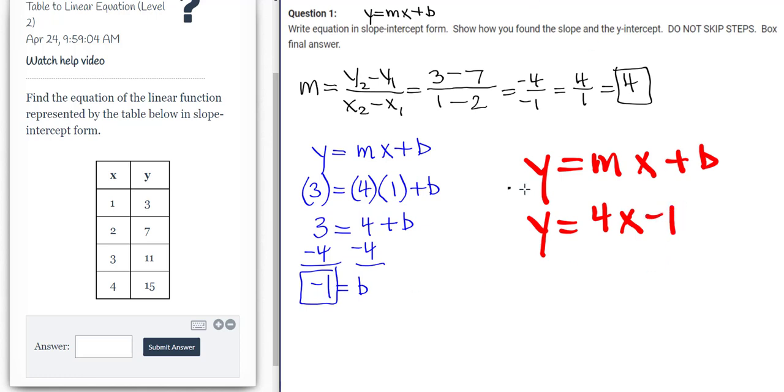And let's be sure that we box our final answer, and I can put that in there. Let's see how we do. y equals 4x minus 1.